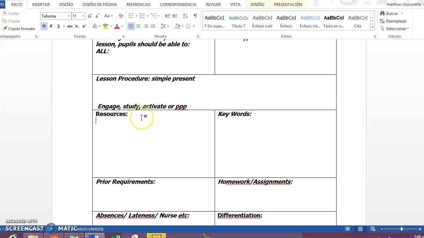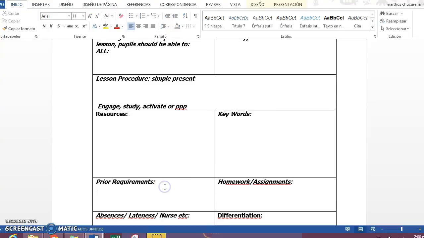Here in the resources, you have to make a list of the resources you are going to use. Remember, in English, you don't say video bin, you say projector, cartolines, paper, markers, book, etc. Keywords are the words the students are going to learn in the class, because remember, English classes are about learning vocabulary, learning some structures or grammatical, language, or communication functions, and putting all of them to work.